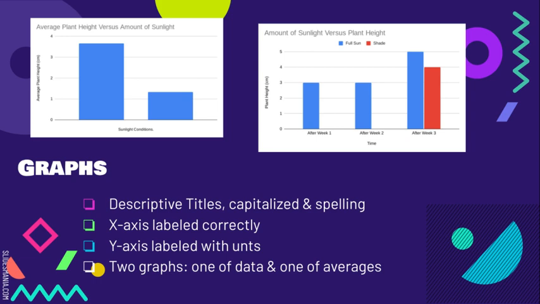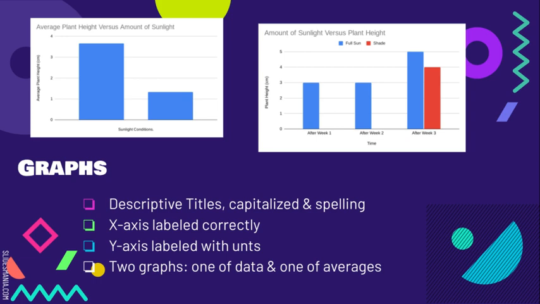If I look at the first graph, average plant height versus amount of light, then I'm going to assume that one of the axes is going to talk about plant height and the other one is going to talk about the amount of sunlight. And lo and behold, if I look, my x-axis says sunlight condition and my y-axis talks about plant height. So the graph's title is very explicit to what I'm looking at. Okay, notice on the y-axis, average plant height, I have centimeters in parentheses.